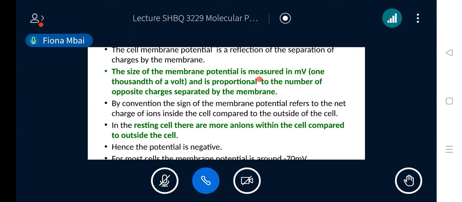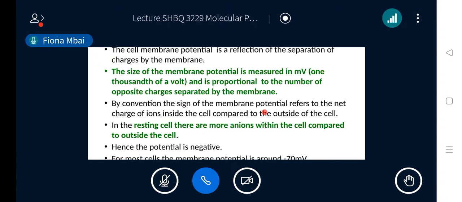So the size of the membrane potential is measured in millivolts, and that, of course, is 1,000th of a volt. I mean, it's really little, and it's proportional to the number of opposite charges separated by the membrane.